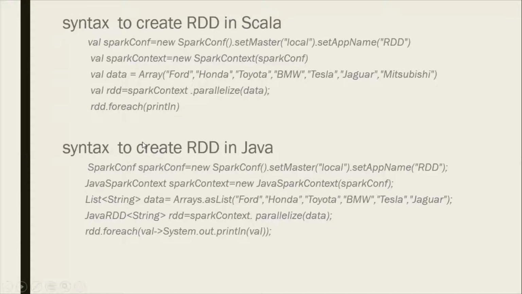Similar to Scala, it's the same procedure. The only difference is that here we have to use the JavaSparkContext, not SparkContext, and we use JavaRDD. Similarly, the Spark context is used for parallelizing data. And to do a foreach, if you want to, you can take the data in the RDD.